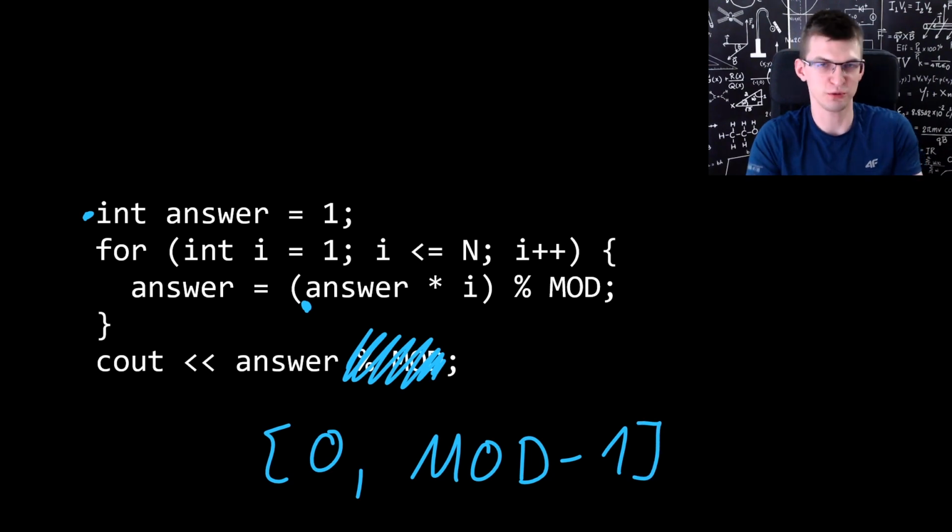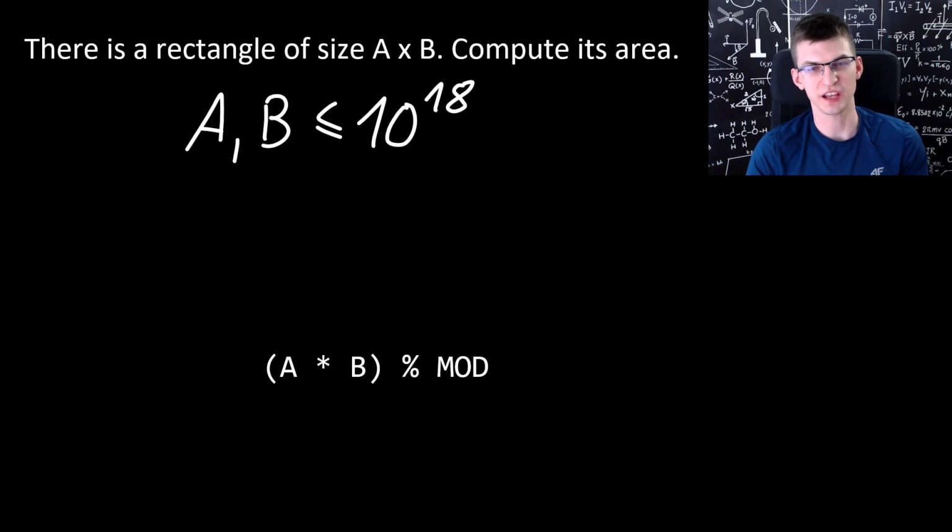This is also, we will print value for sure in this interval. If you know C++ and understand what happened so far, you should be able to say what is wrong with this code. Let's say the problem is there is a rectangle of size a by b, we need to compute its area, and a and b are huge, up to 10 to 18. So the product is up to 10 to 36. That doesn't even fit in long long.